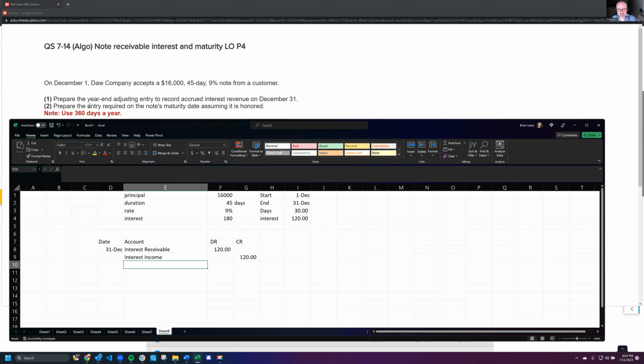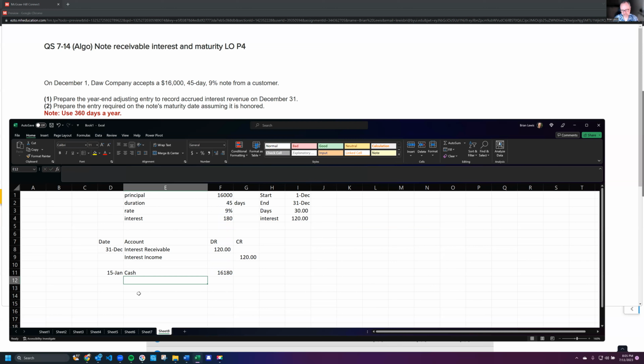And then prepare the entry required on the note's maturity date, assuming it is honored, meaning paid in full. Okay, so let's call this just 115. And it's going to be maturity, assuming it's honored, meaning that it's paid off. So we're going to get cash of some value. It's going to be the principal plus the interest. Okay, so that's going to be the amount.